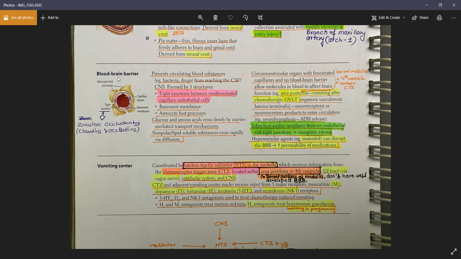So because of the presence of this blood-brain barrier, no drug, no bacteria, no cell can enter the brain.